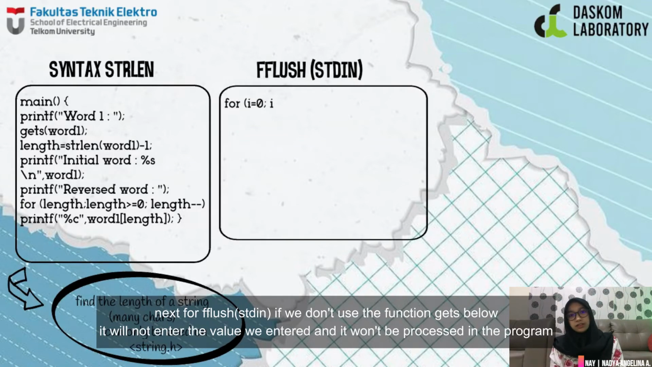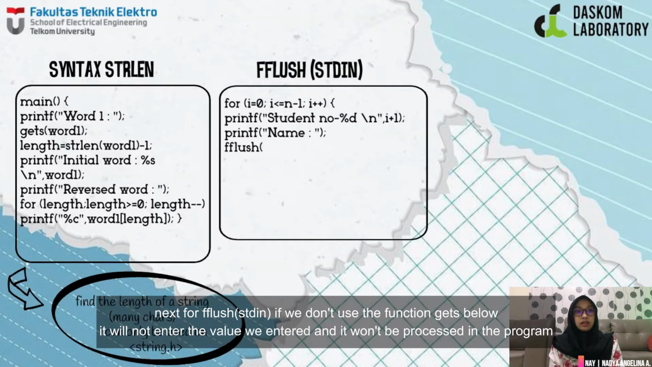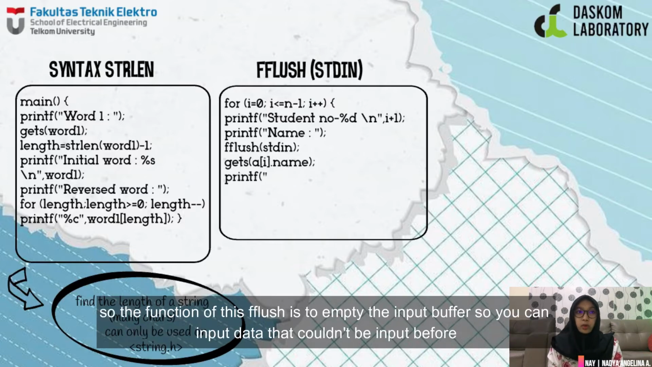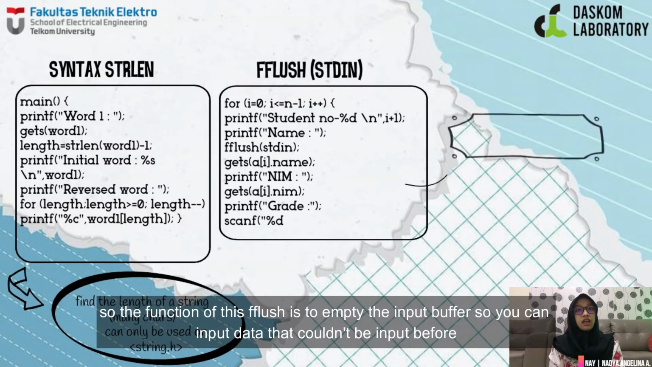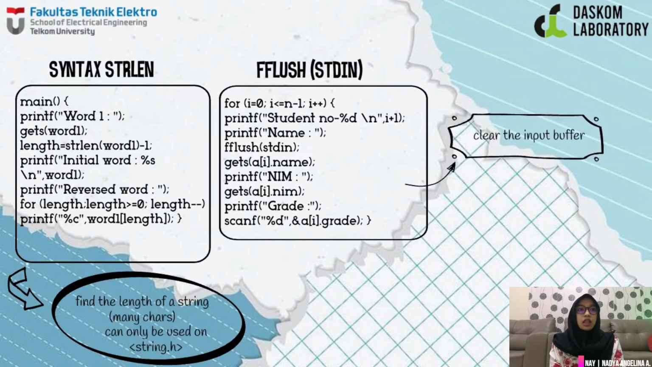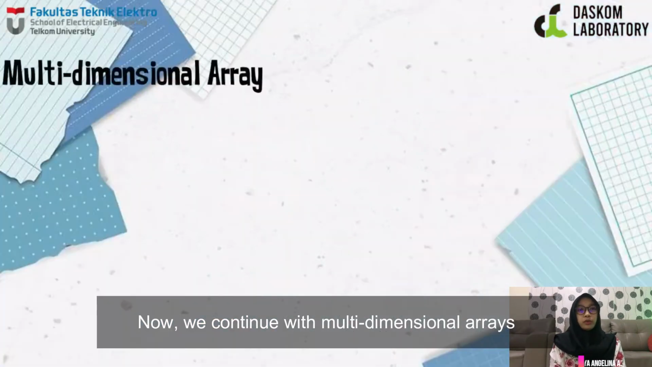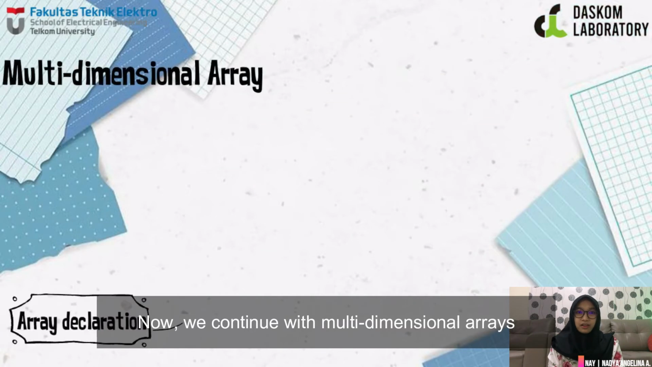Next, fflush. If we don't use fflush before the gets function below, the value we enter will not be taken and won't be processed in the program. So the function of fflush is to empty the input buffer so you can input data that couldn't be input before.